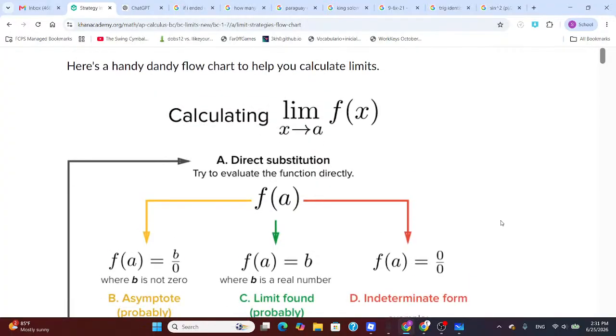Right, direct substitution. Try to evaluate the function directly.